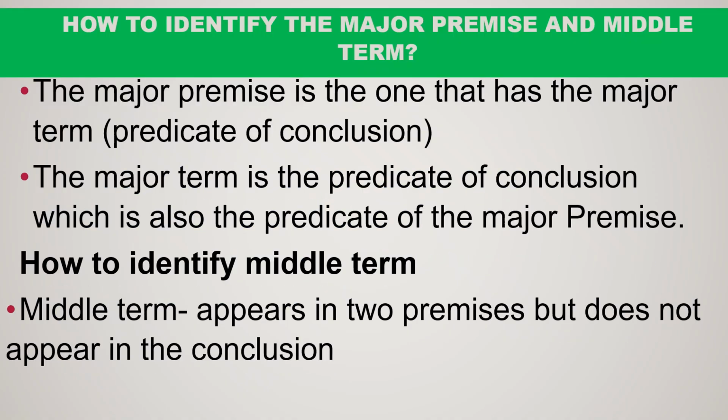Our next objective was to identify the major premise and the middle term. How do you identify the major premise and the middle term? The major premise is the one that has the major term, which is the predicate of the conclusion. So the major term is the predicate of the conclusion, which is also the predicate of the major premise. Whenever you want to know which is the major premise, it's the one that has the predicate of the conclusion. The middle term, denoted with P, appears in two premises but does not appear in the conclusion.